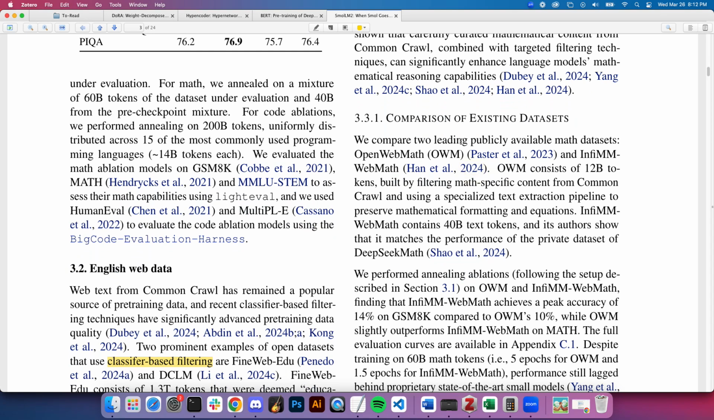So then they compare two leading publicly available math data sets, OpenWebMath and InfiMM-WebMath. OpenWebMath consists of 12 billion tokens built by filtering math-specific content from Common Crawl, with a specialized text extraction pipeline to preserve formatting and equations. InfiMM-WebMath is 40 billion tokens, so three-ish times larger, and it matches the performance of the private data set of DeepSeekMath.